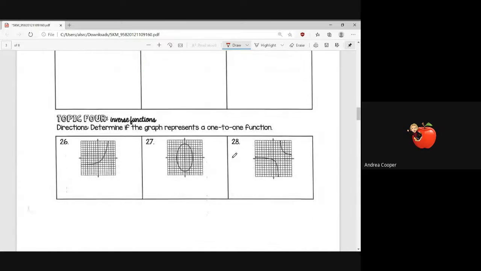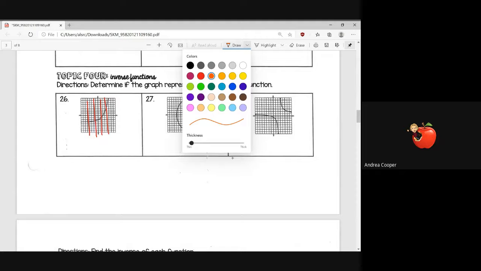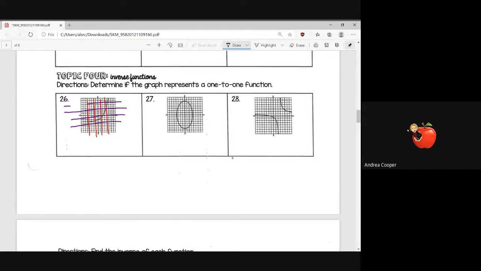Same thing here, inverses. So determine if the graph represents a one-to-one function. It's one-to-one if it passes both the vertical line test and the horizontal line test. So this is one-to-one. Whereas this one passes the vertical, but it doesn't pass the horizontal, so this one is not one-to-one. This one passes the vertical and horizontal, so this is also one-to-one. Okay, also one-to-one.